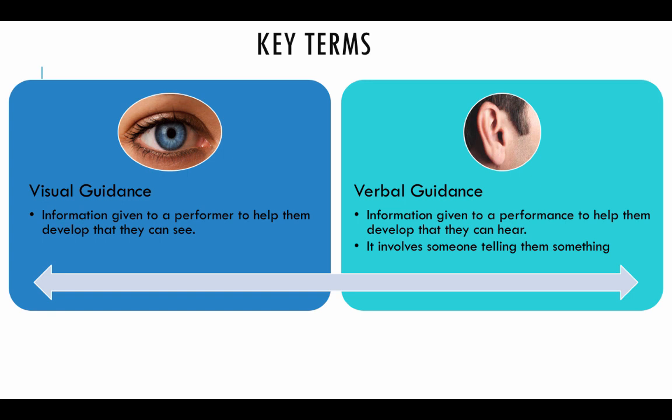Key terms. These are definitions that will come up as AO1 questions in your exam. Visual guidance: information given to a performer to help them develop that they can see. Verbal guidance: information given to a performer to help them develop that they can hear. It involves someone telling them something.